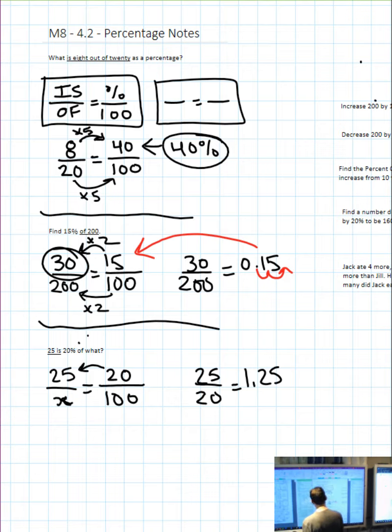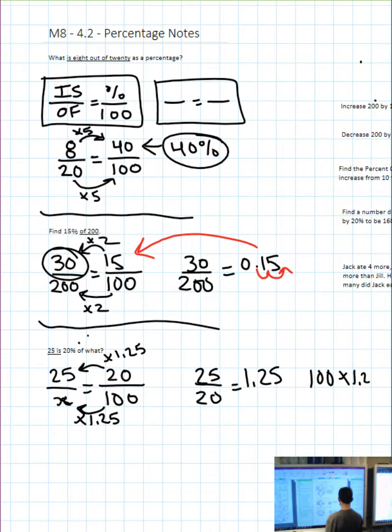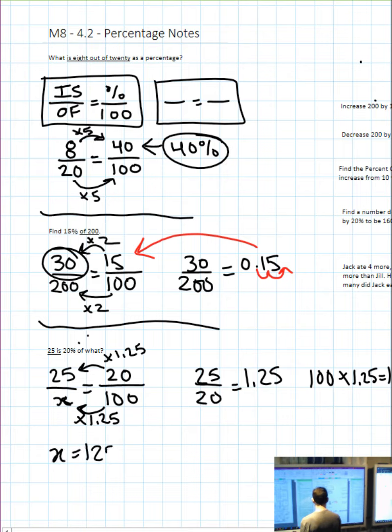Now, if I want to go from 20 to 25, I'm going to say times 1.25. And then I can go in the same direction and times 1.25 on 100. I do my work off to the right. 100 times 1.25 equals 125. So we know that x equals 125.